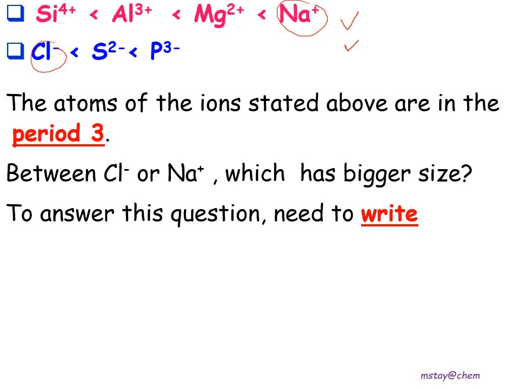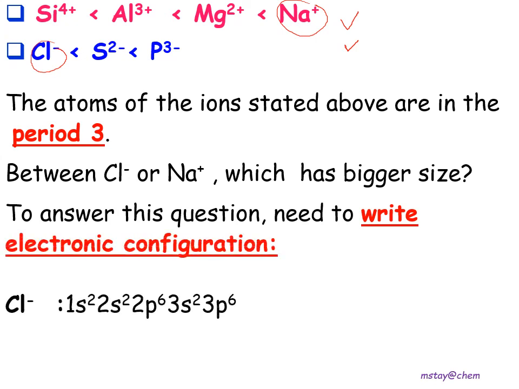So to answer this question, we are going to write the electronic configuration. If you still remember, Cl negative has 18 electrons, so when we write the electronic configuration, it goes up to 3p6. While Na plus only has 10 electrons, so the electron configuration only goes up to 2p6.